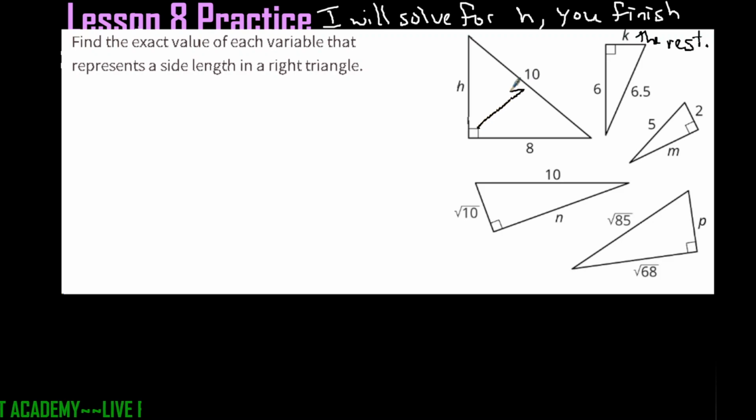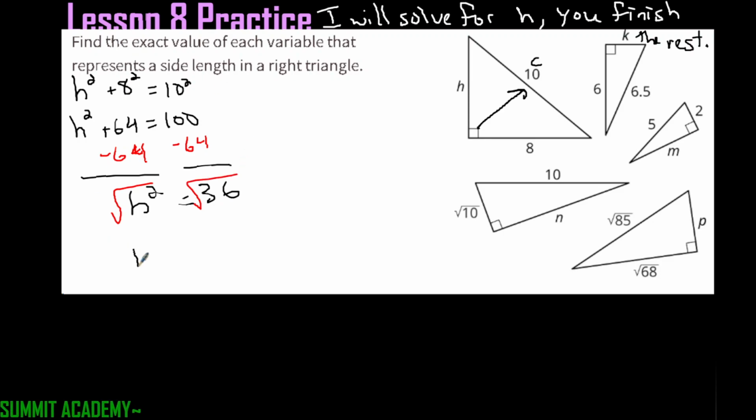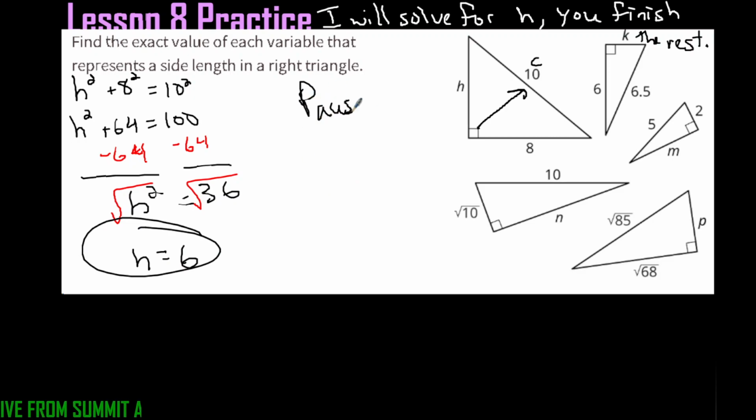This is helpful because I can say that this is my side length c, so I can have h squared plus 8 squared equals 10 squared. So I have h squared plus 64 equals 100. Subtract both sides by 64. Trying to get that h by itself, but we need to make sure we get rid of that exponent. So this is 36. Take the square root of both sides, and h is equal to 6. Now I want you to pause and finish.